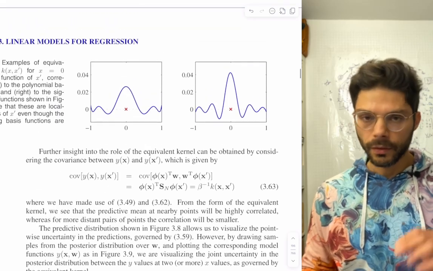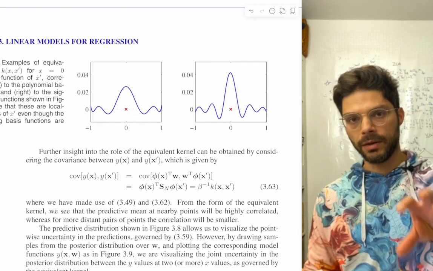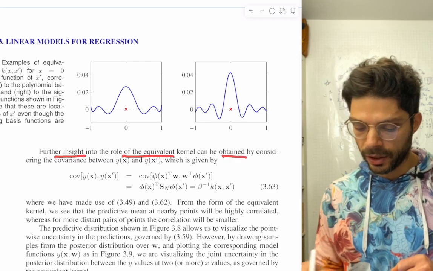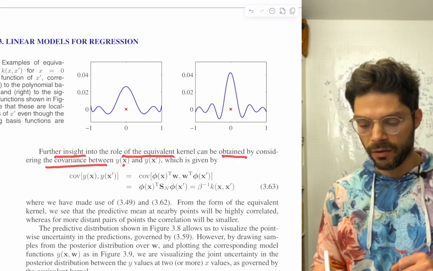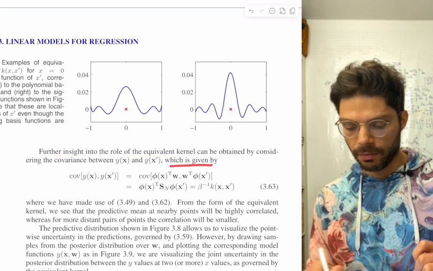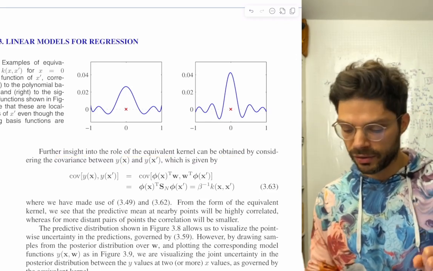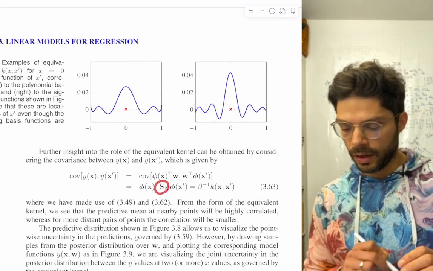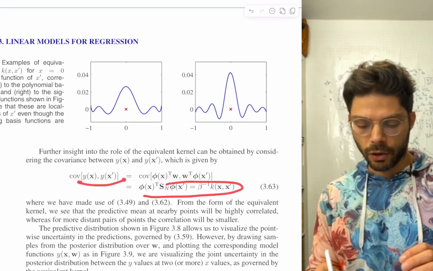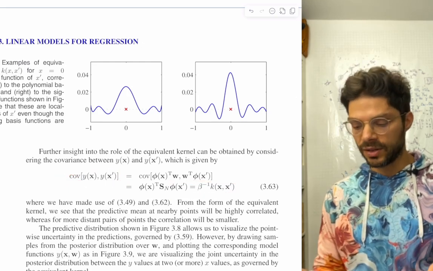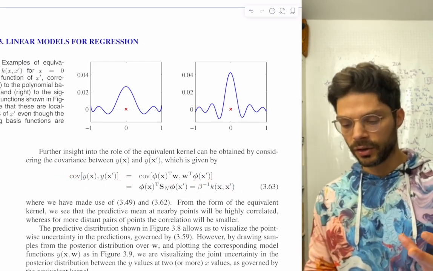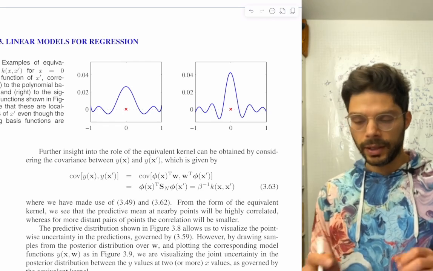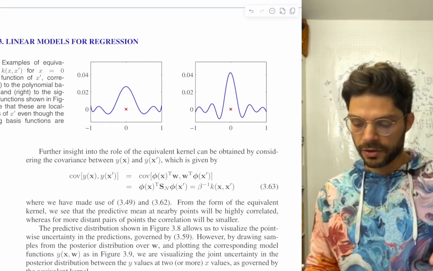Great. Now that was just talking about the mean value of the prediction. What about the covariance? Further insight into the role of the equivalent kernel can be obtained by considering the covariance between y(x) and y(x'). We're just going to compute the covariances, and the features are fixed, so all that matters is w w^T, and its covariance is just S_N. We see that the covariance between our predictions is again proportional to this kernel. Essentially it says that nearby points are going to co-vary with each other, and points farther apart aren't going to affect each other as much.